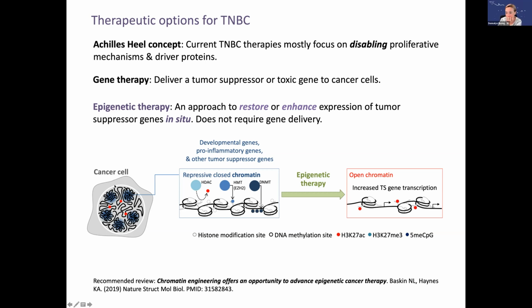All right. So in the post-genome era, we've identified genes that, if they were wild type, would sort of prevent the cancer cells from behaving like cancer.